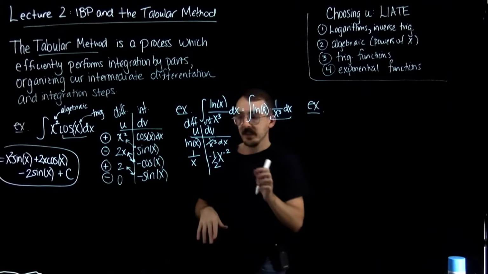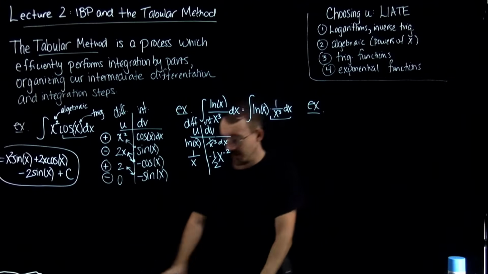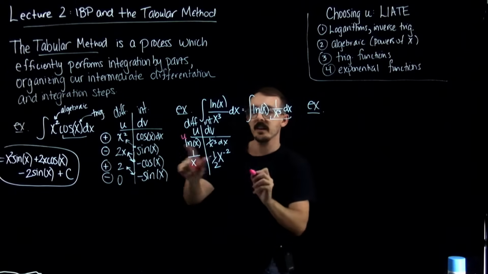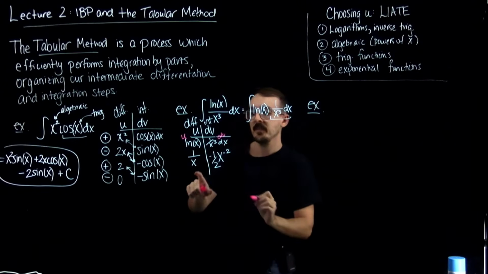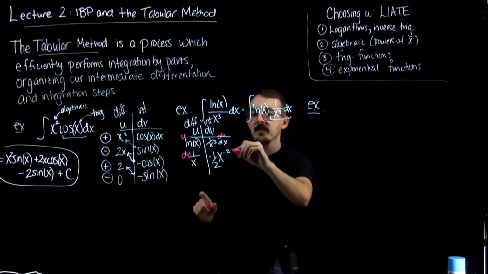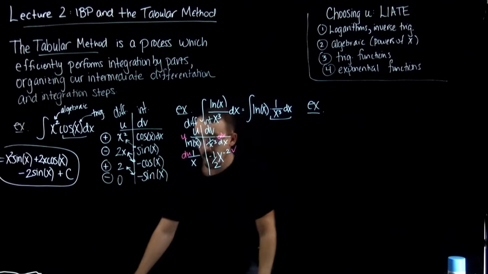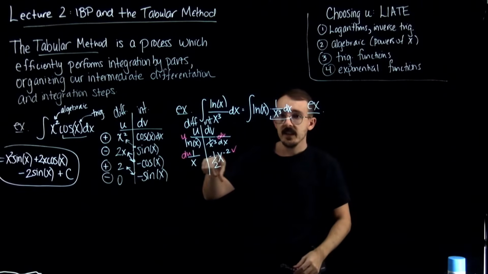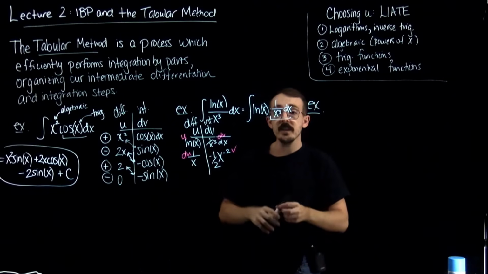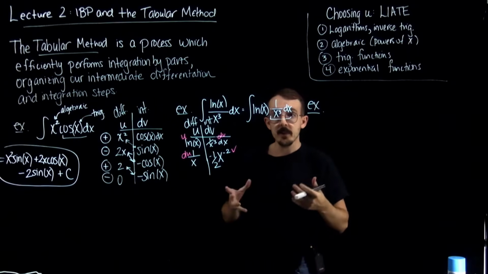Because what am I actually looking at right here? If I can use a different color, this is my choice of u, which is ln of x. This is my dv. And then here I have du, and I have v. So what this second row gives me is the v du integral from the integration by parts formula.